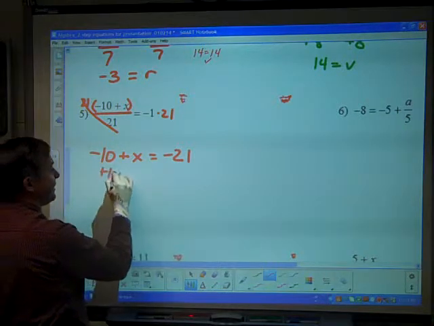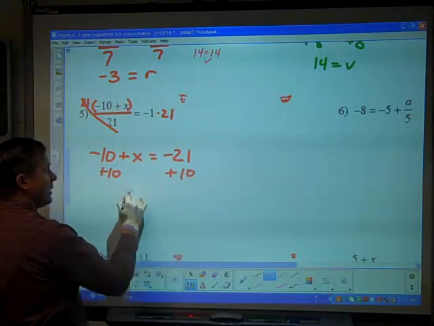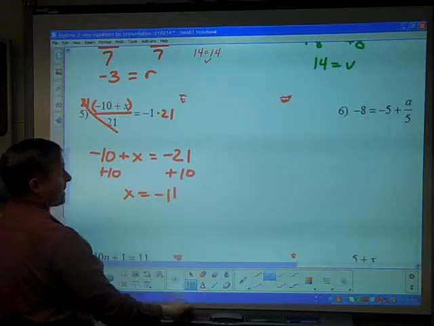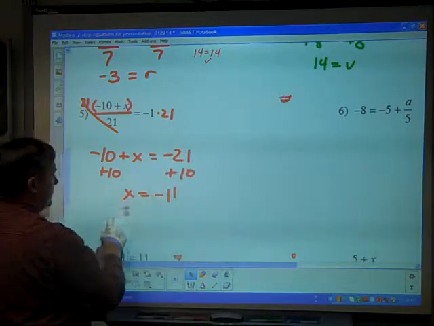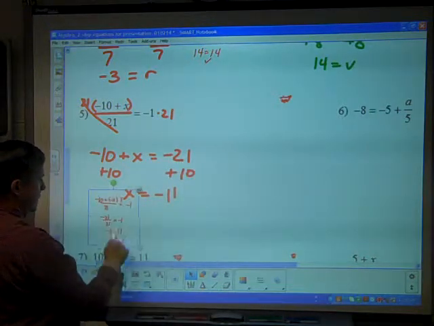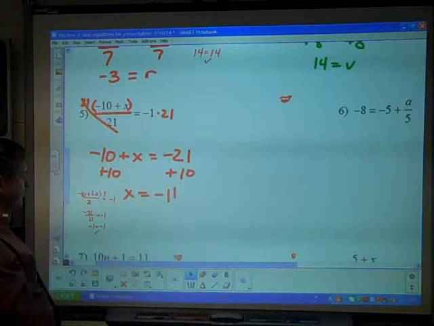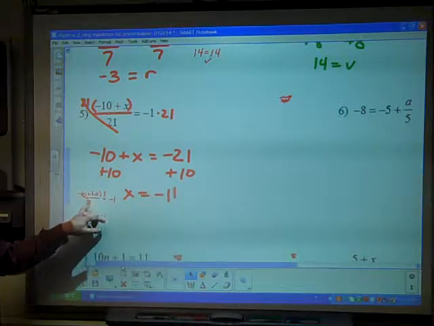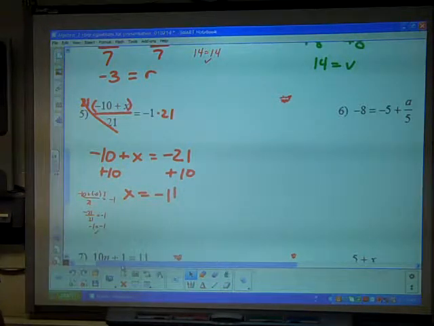Now I'm going to add 10 because there are 3 terms now. X is -11. When I bring down my check, you'll notice that when I plug -11 in, it works out.